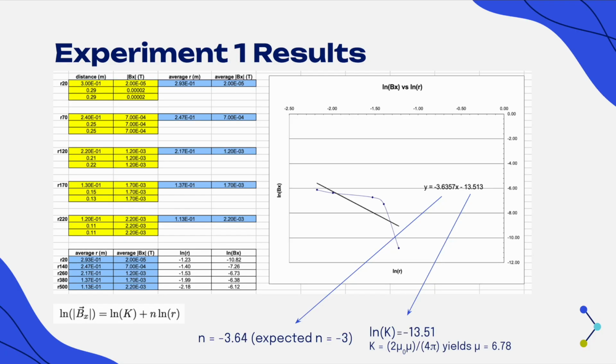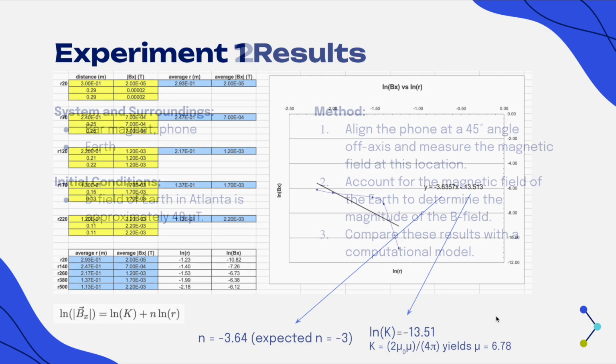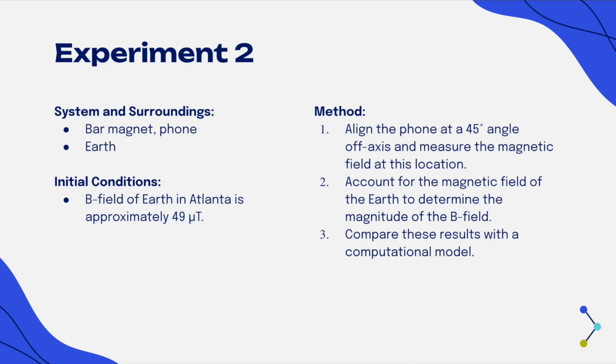Here are the results when we graphed the data and linearized it by taking the logarithm. We found that our value for n was negative 3.64. We expected negative 3, so it's pretty decent results. And our y-intercept, which is ln of k, resulted in a value for the magnetic dipole moment of the magnet of 6.78.